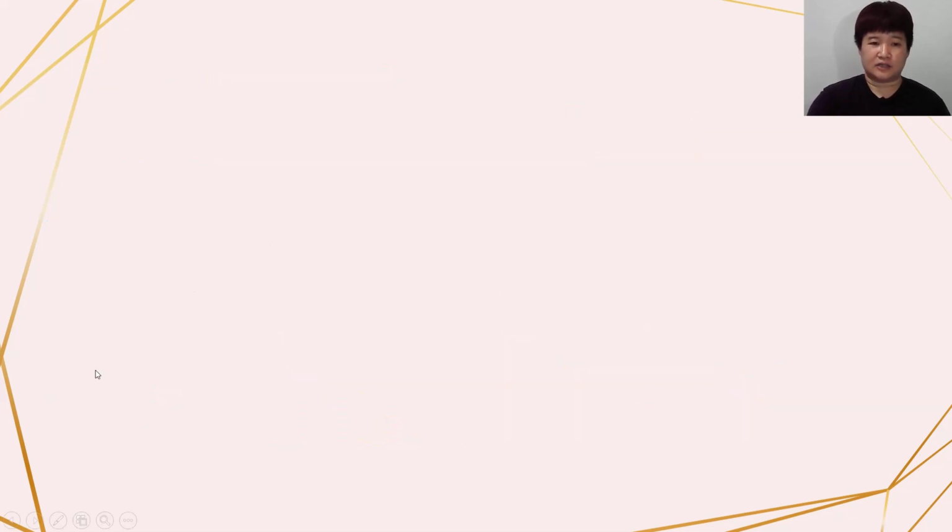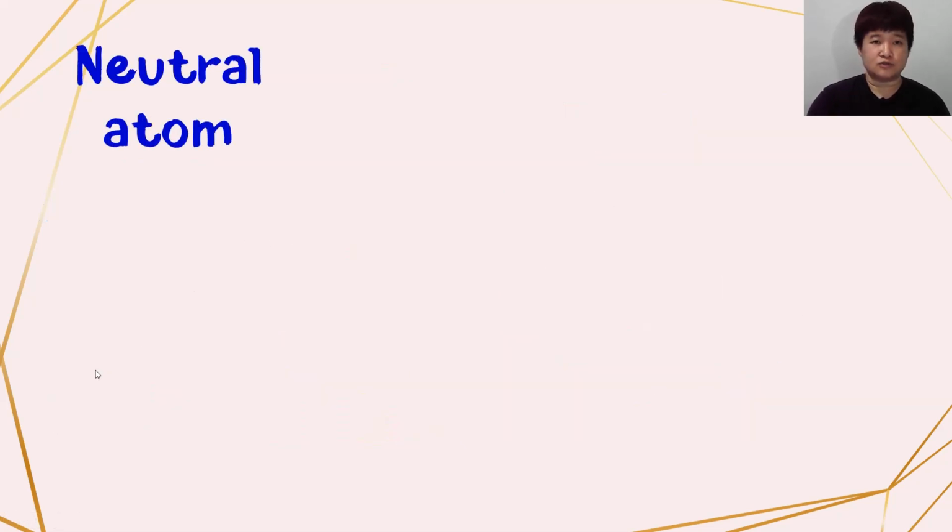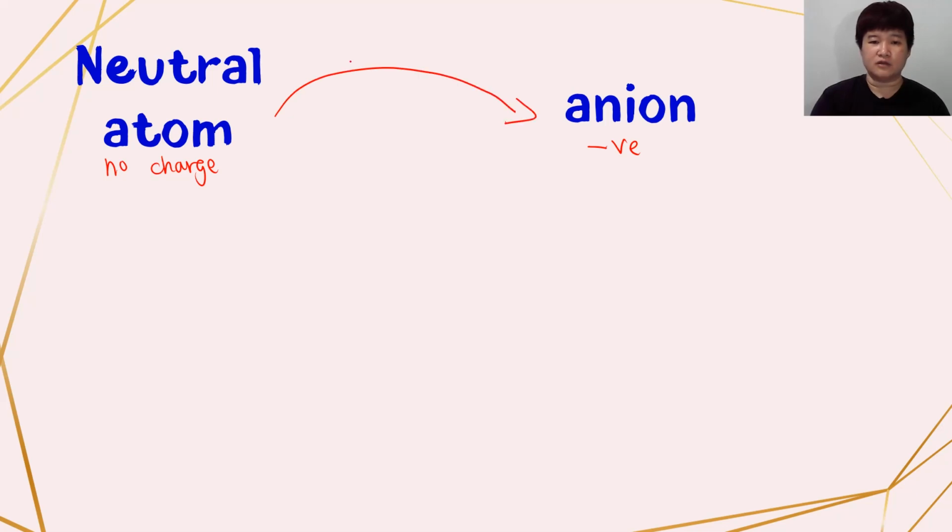Next, and last but not least, let's look into the neutral atom compared with the anion. So you know that neutral atom means there is no charge, and anion means there is a negative charge. And from the neutral atom, once you become an anion, we are going to accept electrons. What happens to the number of electrons? So let's use a very simple example.